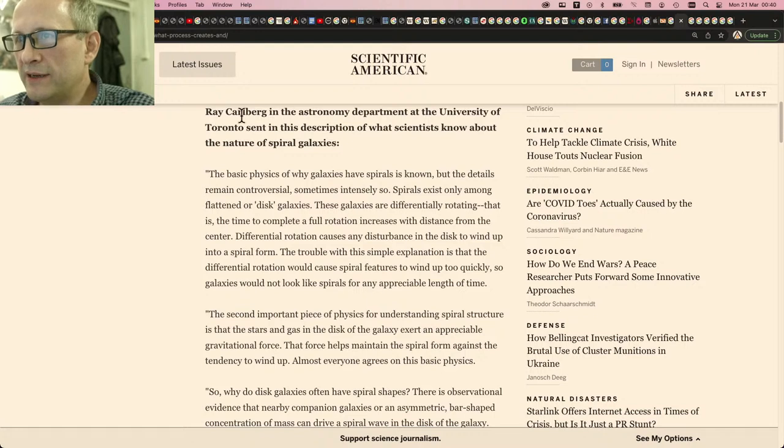So Ray Carlsberg in the astronomy department of the University of Toronto sent this description of what scientists know about the nature of spiral galaxies. The basic physics of why galaxies have spirals is known, but the details remain controversial.